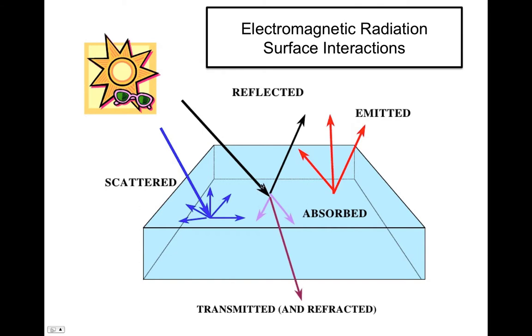Also, there's transmission. If light is not scattered, reflected, or absorbed, it is transmitted through the atmosphere, which simply means it passes through unimpeded. Lastly, shown here is refraction, which is a bending of light, which typically happens between different mediums, for example, between air and water.